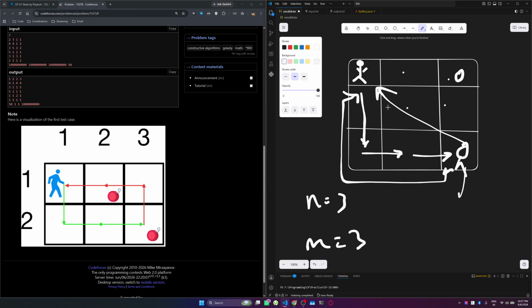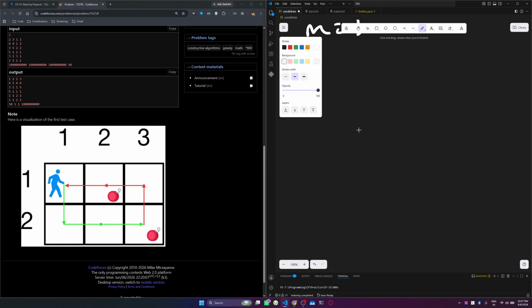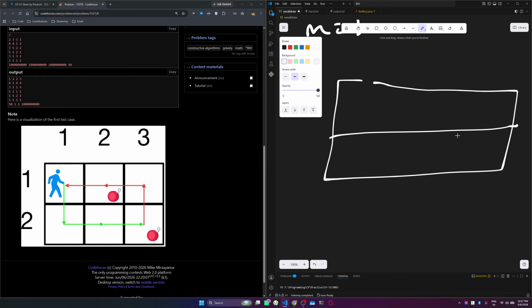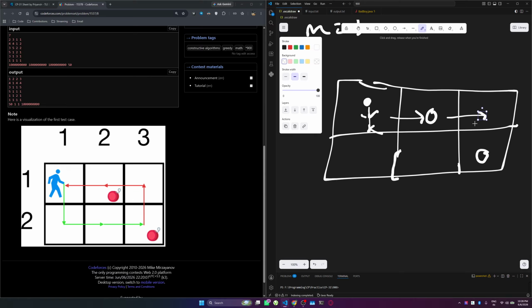Is that true for every single grid that we have? So in this example that we are given, Anton sits here, the first one is here, and the second one is here. If he goes this way, like that, even that is equidistant.